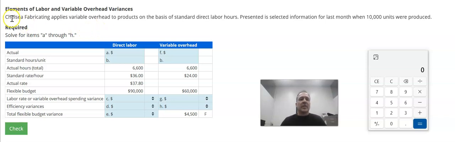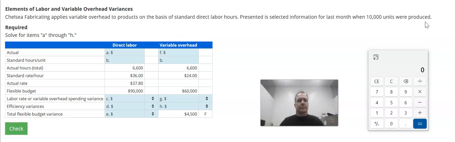So let's see what we've got here. It says Chelsea Fabricating applies variable overhead to products on the basis of standard direct labor hours. Okay, so that's why we're just looking at those two. Presented is selected information for last month when 10,000 units were produced. So this is for last month. So that means we would have the budgeted amounts or the standard costing amounts. Those would have been available to us before the month began. And then, because it was last month, we also have those actual costs that we can go over and compare.